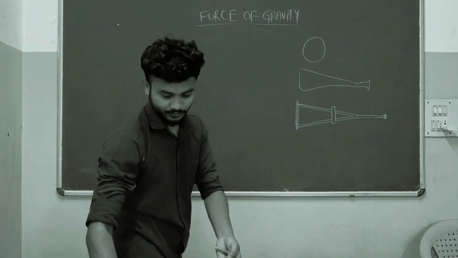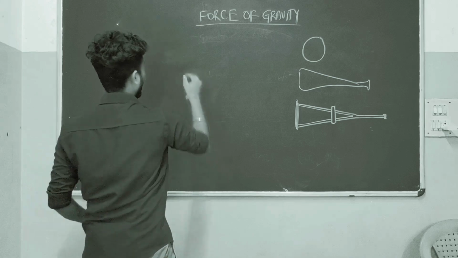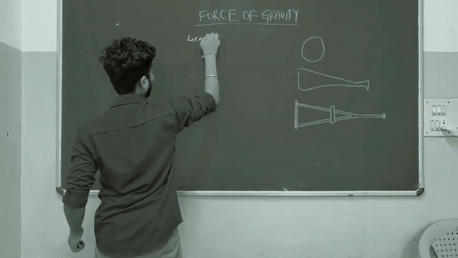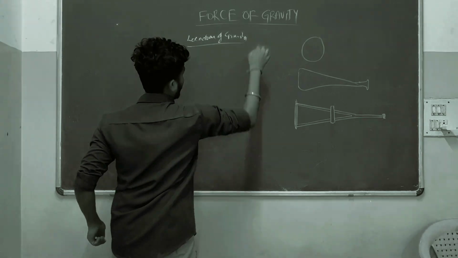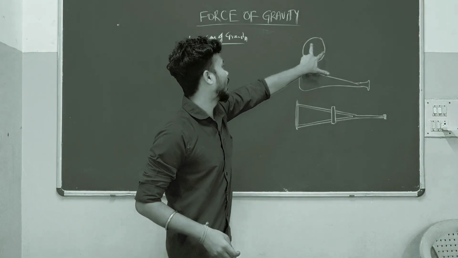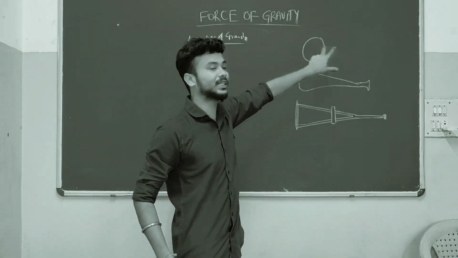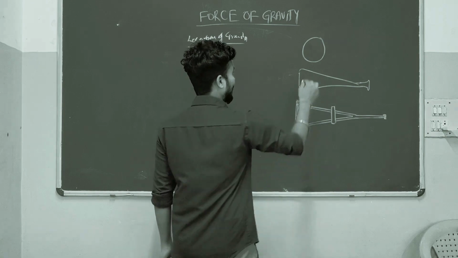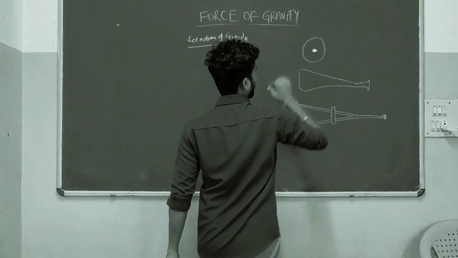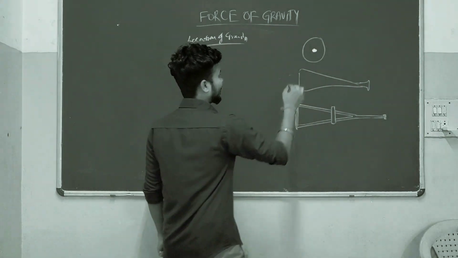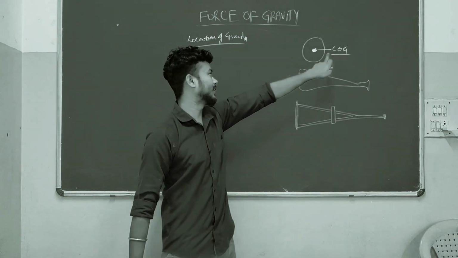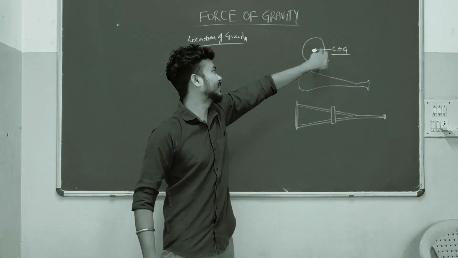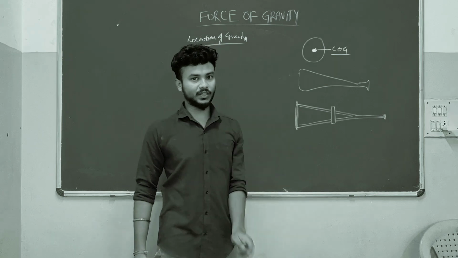Now we will see the location of gravity. Suppose the object is symmetrical, in a proper symmetrical shape: the location of gravity will be at the center of the object. So here the center of gravity is at the center of the object.